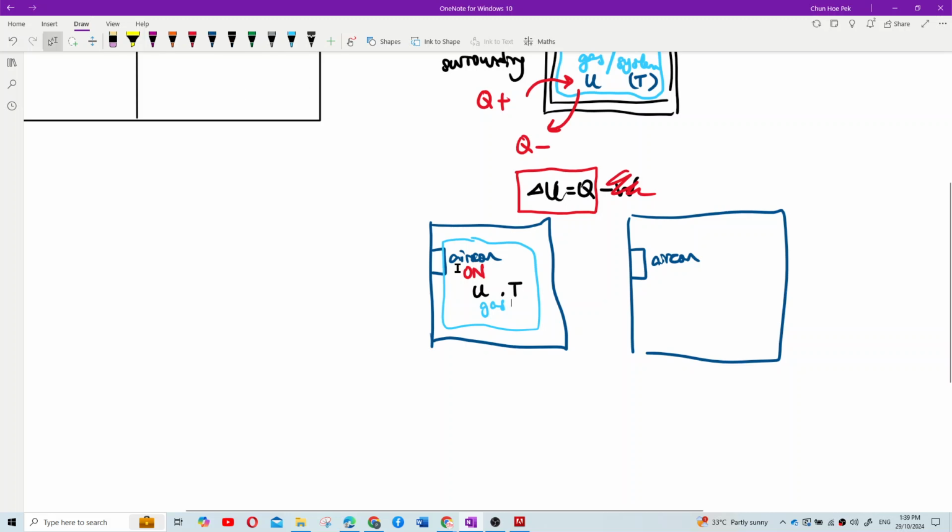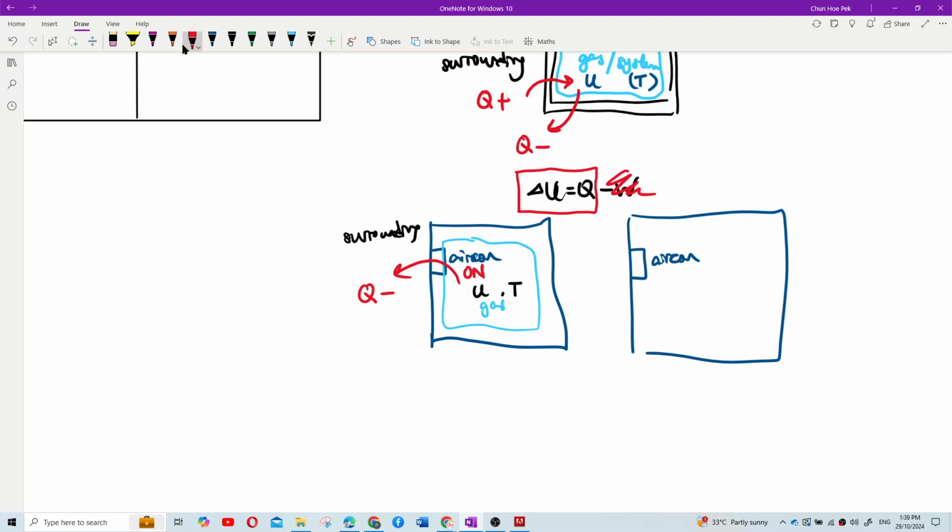So, bila kita on aircon, what aircon do is dia bawa heat keluar ke surrounding. Outside is the surrounding lah. Understand? Dia heat keluar dari ke surrounding. So Q, heat release to surrounding, is Q negative lah. Betul tak? Ya? Q negative.